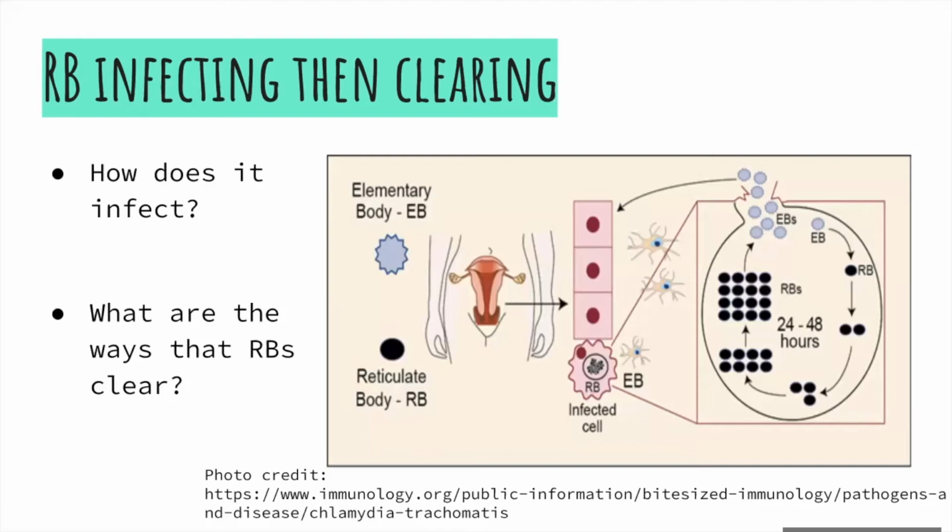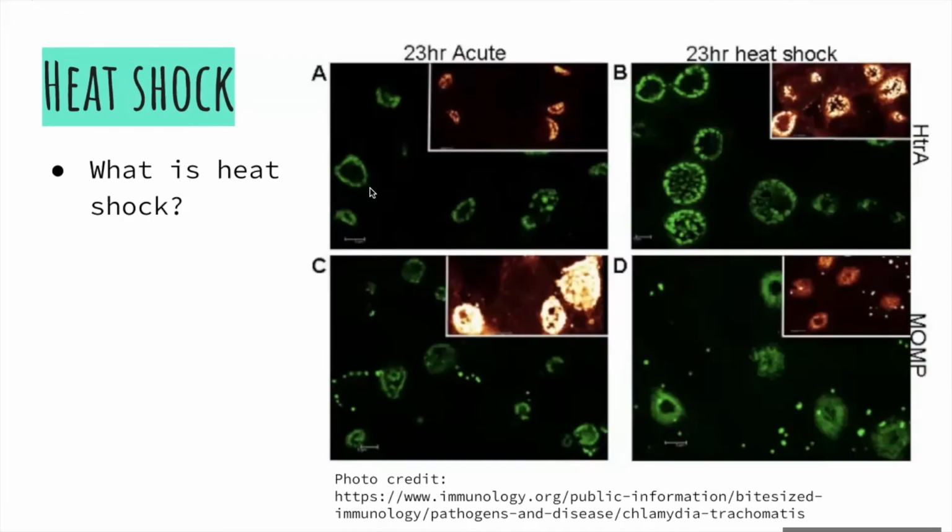There is the other route where the reticulate body has to alter the gene by transcribing and metabolizing. That is when the infection enters the intracellular development of the reticulate body and goes through the survival mechanism to face the immune attack. So, what is heat shock?